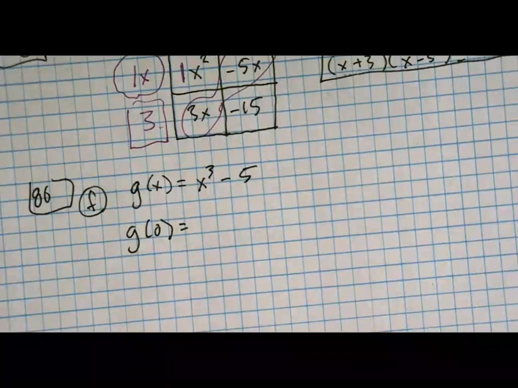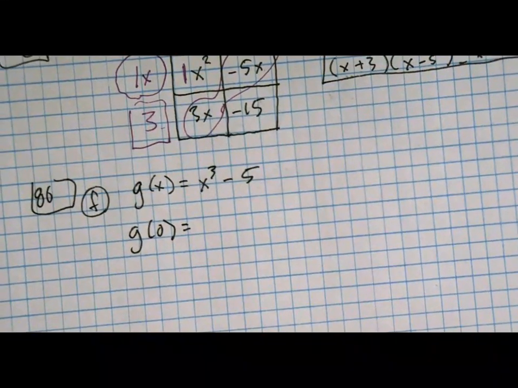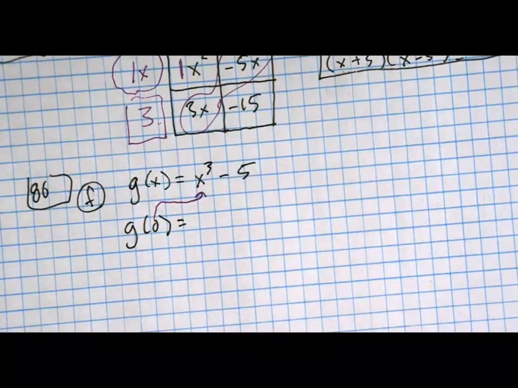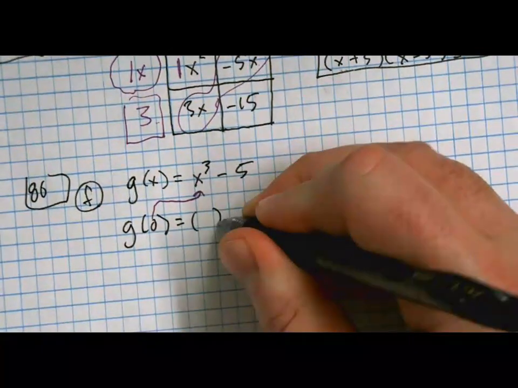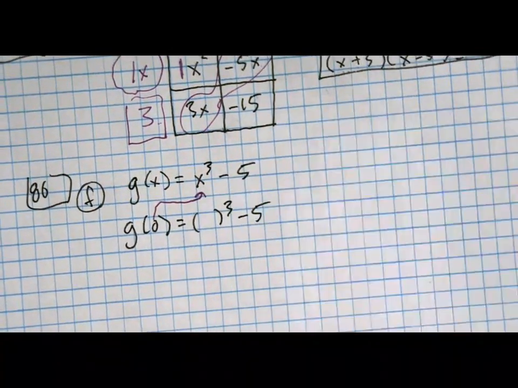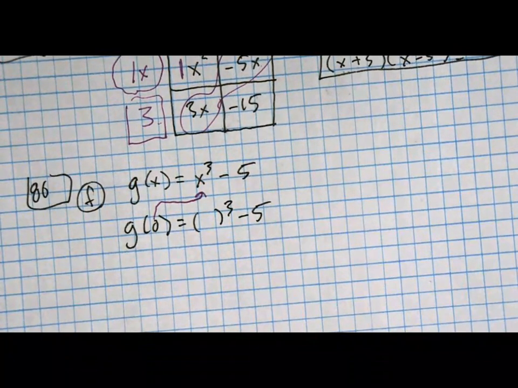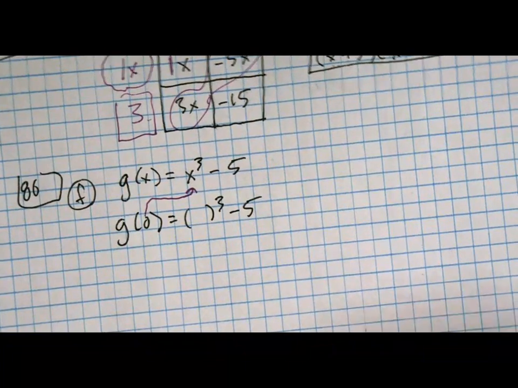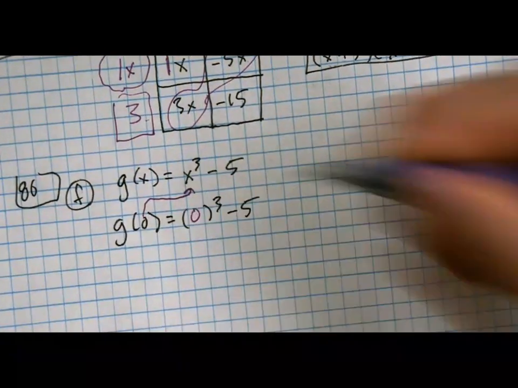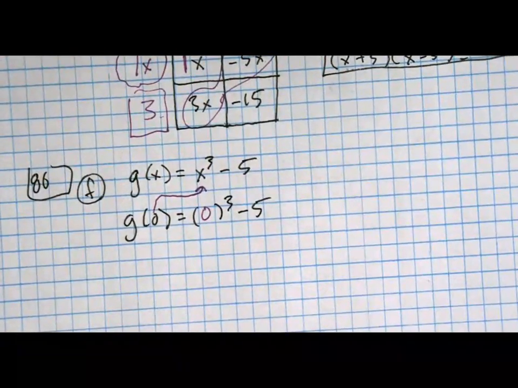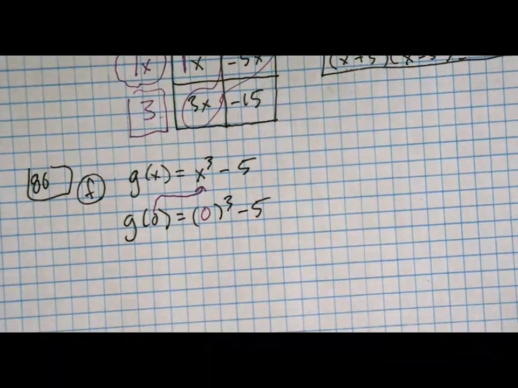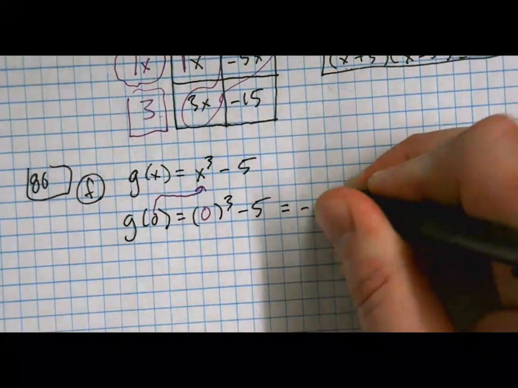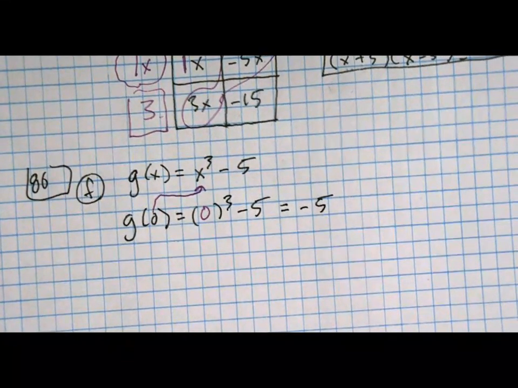So when they ask for g of 0, they want me to take the value 0 and put it into my equation every place I see an x. So let me rewrite my original equation, x to the third minus 5. And then we got 0 in there. So negative 5 is going to be my answer there.